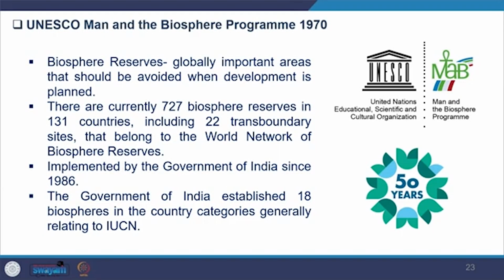And then Man and Biosphere program is being implemented by the Government of India since 1986. So we have been involved in this. The first biosphere reserve of the world was established in 1979. So according to UNESCO, there are currently 727 biosphere reserves in 131 countries, including 22 transboundary sites that belong to the World Network of Biosphere Reserves. So the Government of India established 18 biosphere reserves in the country, with categories generally related to IUCN. So IUCN provides the categories, and according to that, we have identified them.